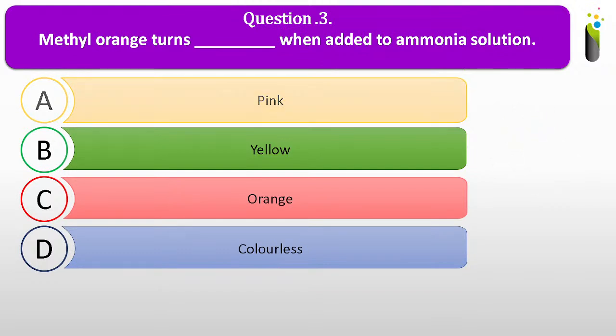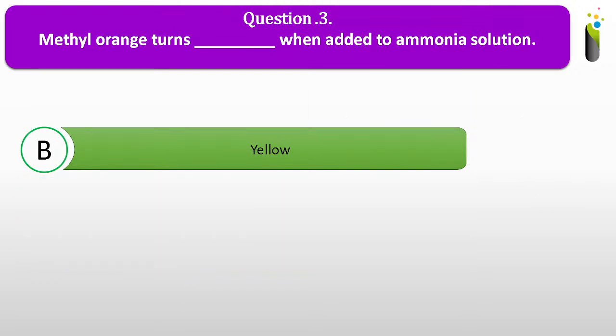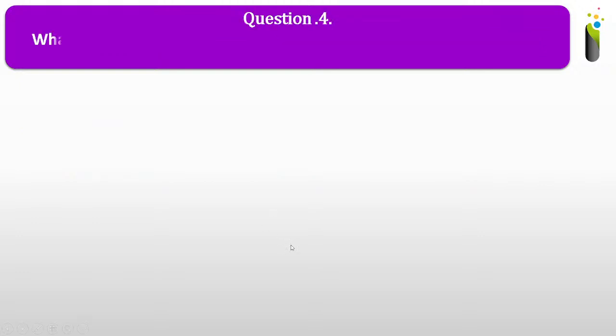So the correct answer for this question is B, that is yellow. So methyl orange turns yellow when added to ammonia solution. Coming to the next question, number 4.